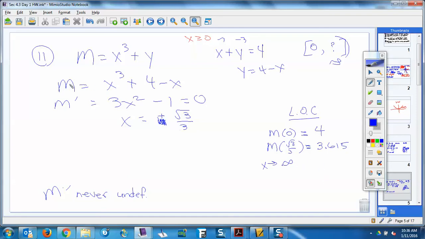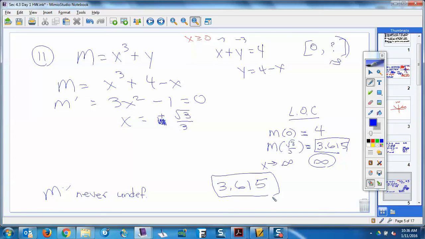As x goes to infinity, what's happening to this? Isn't it getting bigger and bigger and bigger? The x cubed is going to dominate this. So as x gets big, this is getting really big. And we were looking for minimum, right? So there it is right there. There's our minimum. So what's the question? What is the minimum value of the expression? Okay. So the minimum value is 3.615.